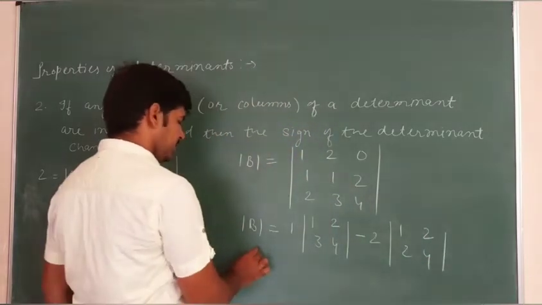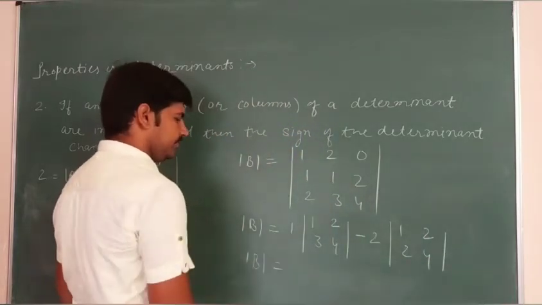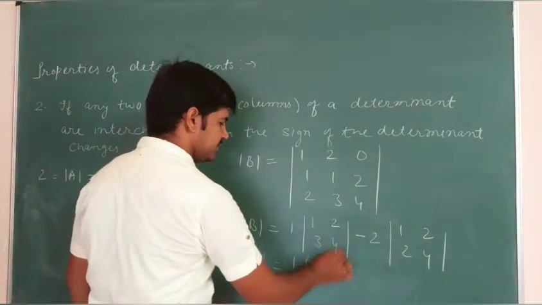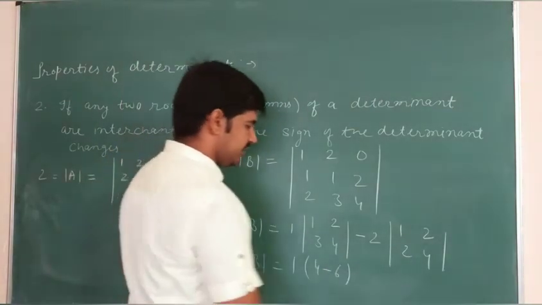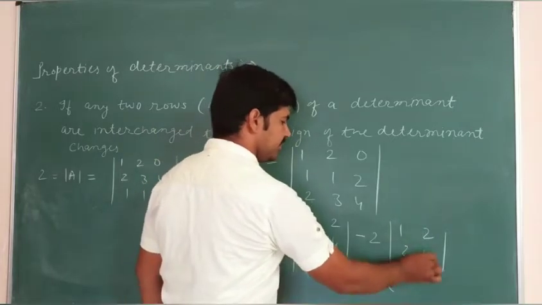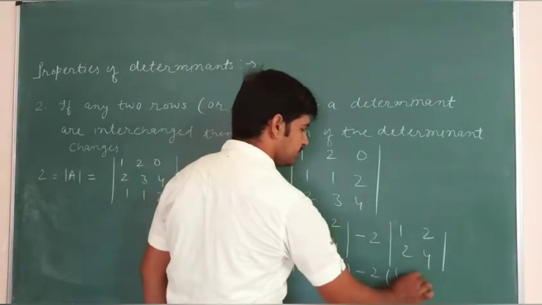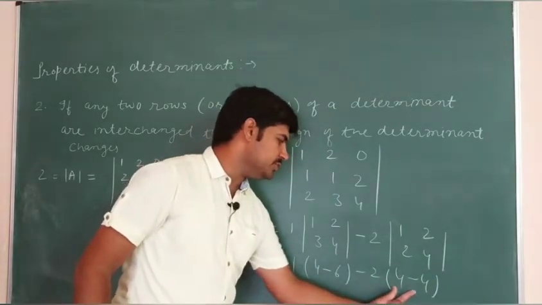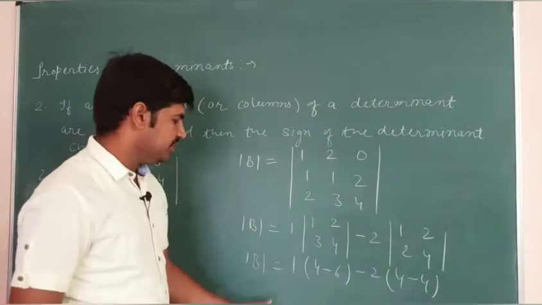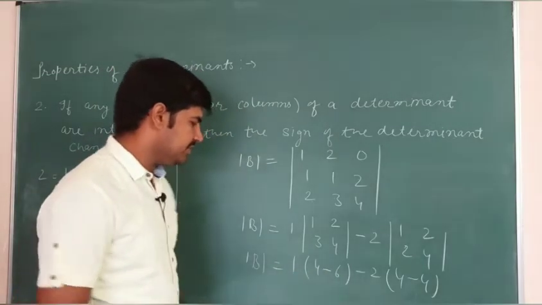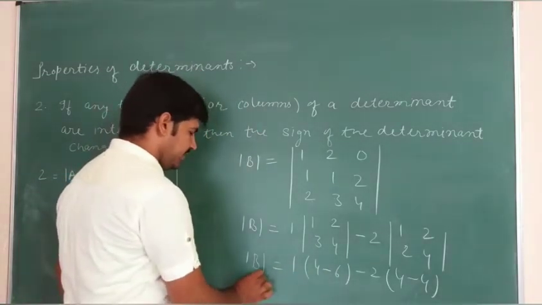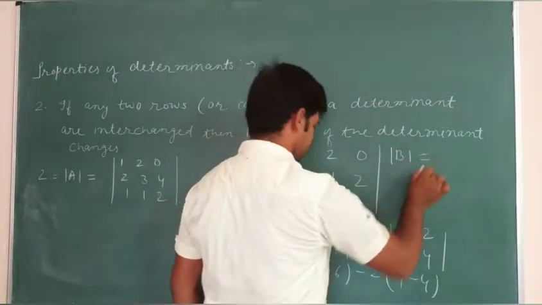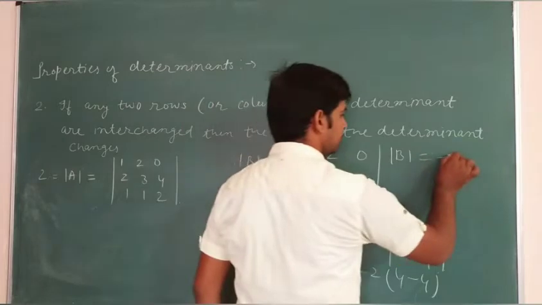So determinant of B is equal to 1 times (4 minus 6), and minus 2 times (4 minus 4). This entire term has become 0, as 4 minus 4 is 0, and 0 multiplied by minus 2 is 0 only. This side we have 1 times minus 2, and hence the determinant of B is equal to minus 2.